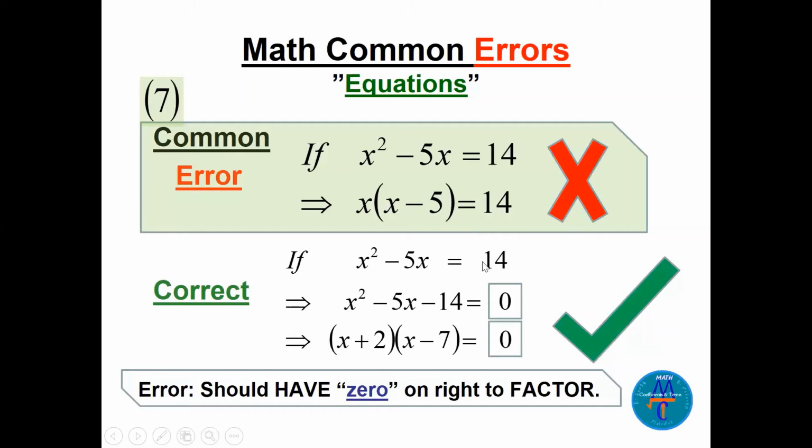Now what to do? Take 14 to the other side. You should leave 0 on the right. Now you can factor all this. x times x squared, minus 7 plus 2 is minus 5, minus 14. So x will be 7, x will be minus 2. Remember, you should have 0 on the right side to factor and solve the equation. Look at this error here. Many students do it. Try to avoid it.